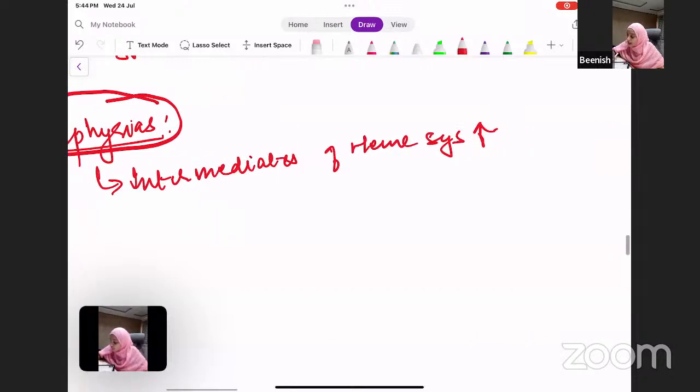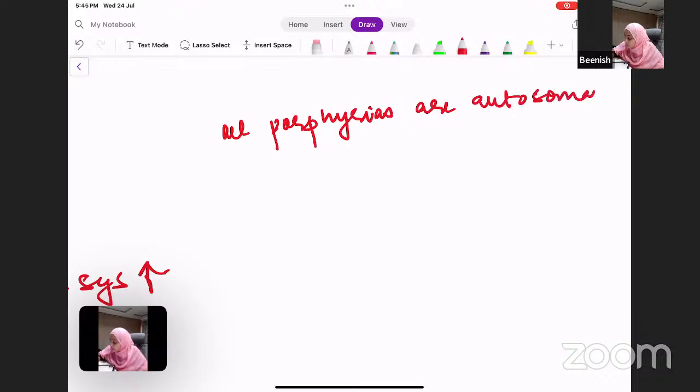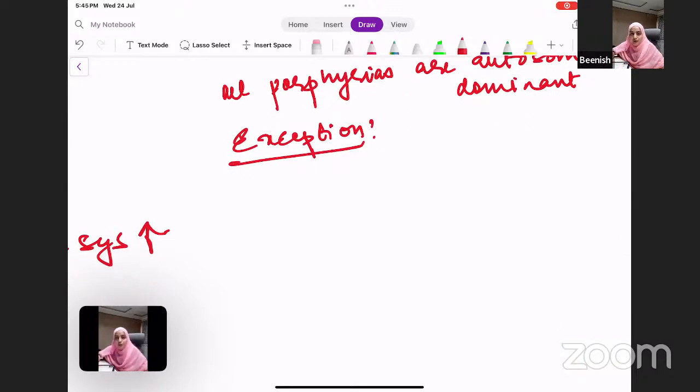Now, almost all porphyrias are autosomal dominant, with the exception of the ones I'm mentioning below. The rest of all your porphyrias are autosomal dominant.